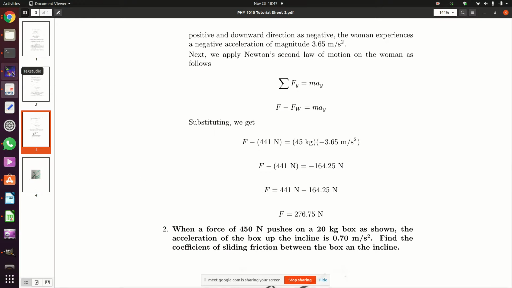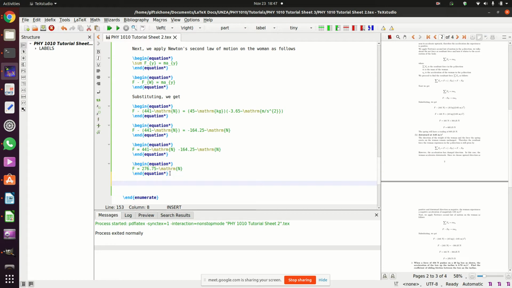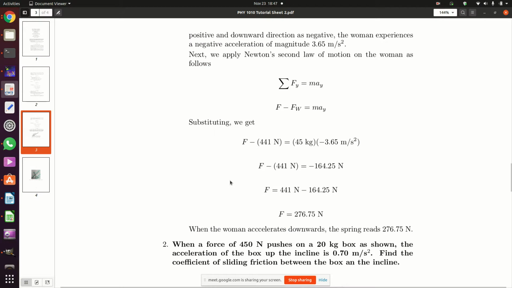So in this case, when the woman accelerates downwards, the spring reads 276.75 newtons. Okay, are we clear?